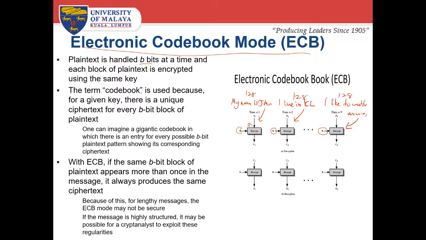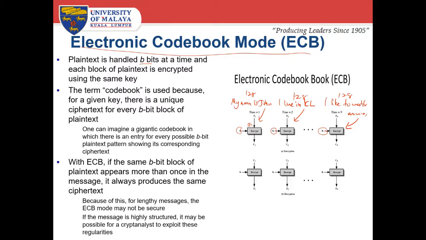The term codebook is used because for a given key there is a unique ciphertext for every b-bit block of plaintext. So C1 is unique only for block number 1, C2 is unique only for block number 2, and until Cn, which is unique only for block number n. One can imagine a gigantic codebook in which there is an entry for every possible b-bit plaintext pattern showing its corresponding ciphertext. If the data is longer, you break it into 128-bit blocks. It's a gigantic codebook.